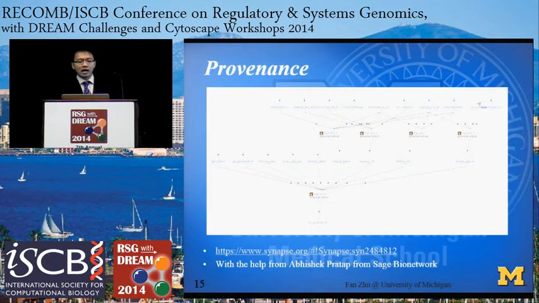With the help from Abhishek Pratap from Sage Bio Network, we are able to create the step-by-step provenance indicating how did we generate our final predictions from the source data, including the code and the intermediate files. And this provenance is now available on the Synapse website.